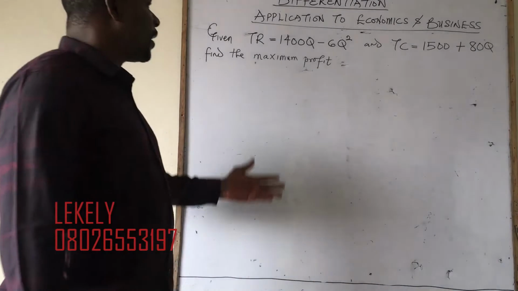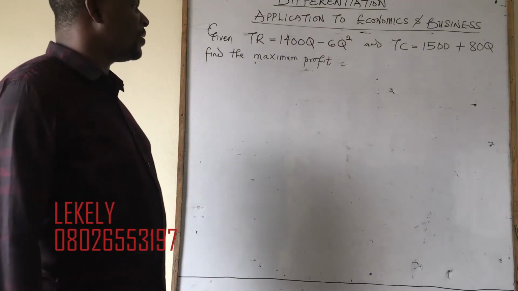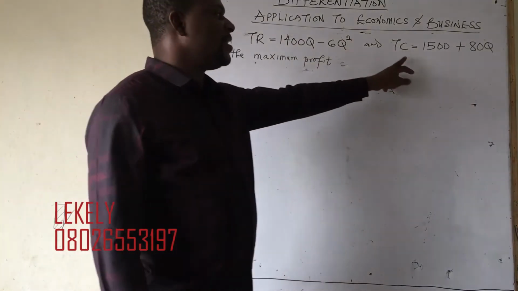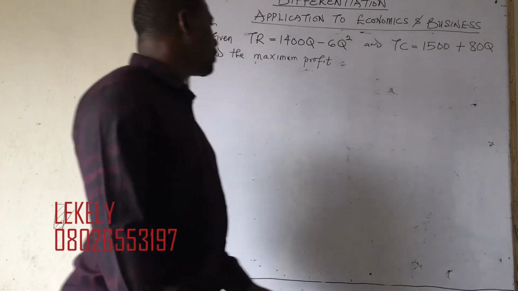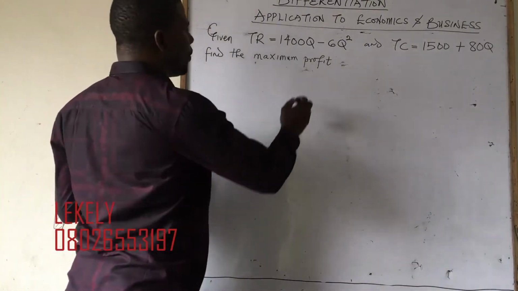Okay, this is another question on application to economics and business. Given TR to be 1400q minus 6q squared and TC is 1500 plus 80q, find the maximum profit. Now, solution.